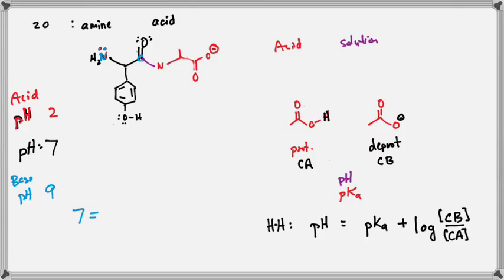Now pKa. We would have to look up the pKa of the amine. Interestingly enough, Andrew was spot on. It's about 9. Now plus the log of my conjugate base over my conjugate acid. Do the mathematics. My conjugate base over my conjugate acid equals 10 to the negative 2, which should be 0.01. What does that mean?